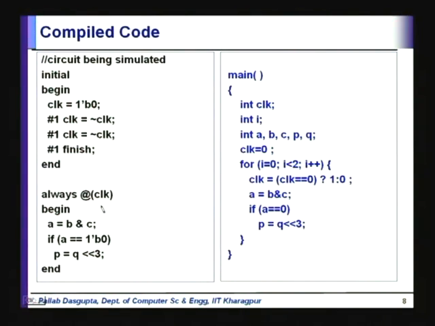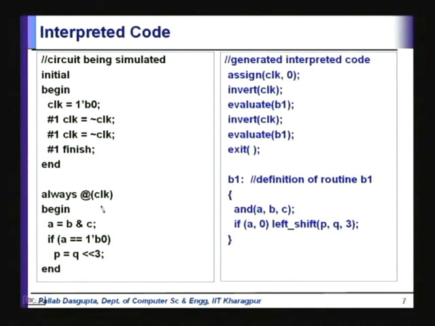Yes. Timing criteria is not being considered in the interpreted code. See, if you wanted to also model the timing here, then you would add some other functions to say increment time by 1. If you want to maintain the timeline, wherever you are having these hash 1s, for example, after this assign clock 0, you may want to put an increment of time here, between this assign and input. So, you can have another function which says increment time by 1.